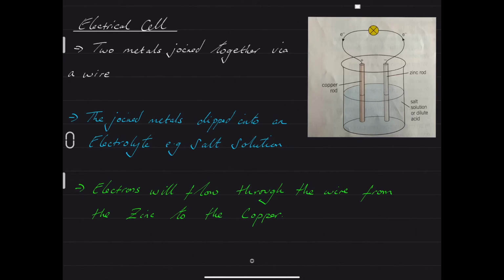So you see here a diagram where two metals are being joined via a metal wire, and you can see that a lamp has been placed in the metal wire itself as well. So the metal wire is also connecting a lamp. Now, an electrical cell here is made from zinc and copper metal rods. Now, the electrons flow from the more reactive metal to the less reactive metal.